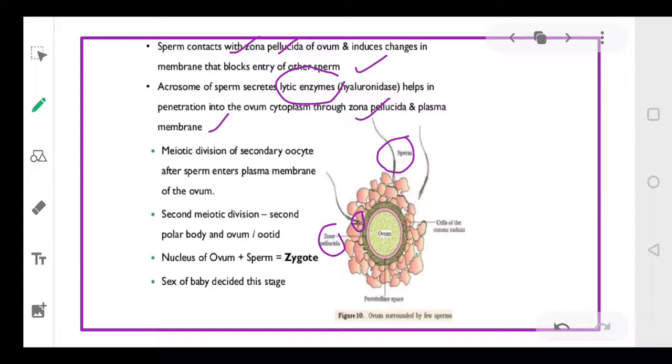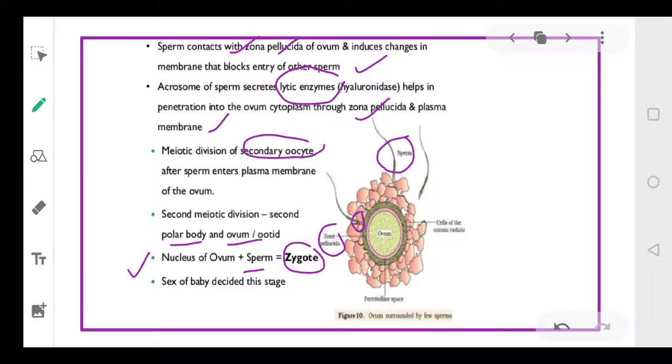Right? And once the sperm enters, the secondary oocyte will undergo a second meiotic division and will form the egg and the second polar body. So, entry of the sperm into the plasma membrane induces the meiotic division of the secondary oocyte. Clear everyone? It will result in the formation of an ovum and the polar body. So, the nucleus of the ovum and the nucleus of the sperm will fuse to form the zygote.